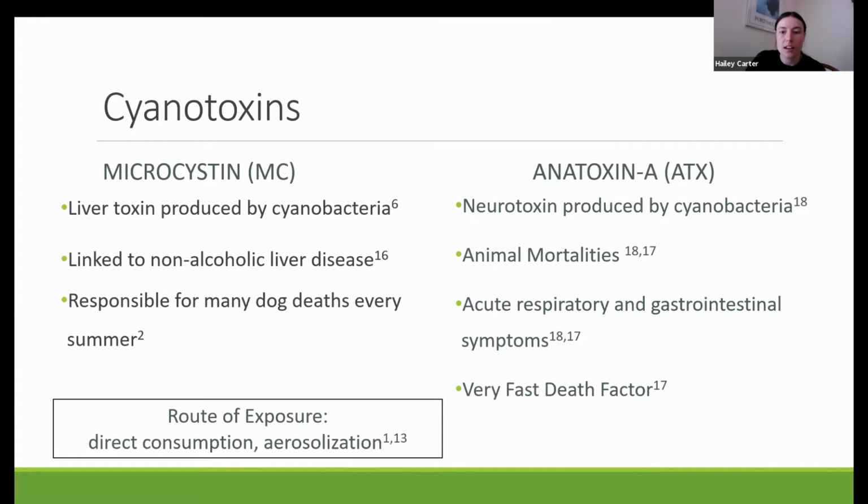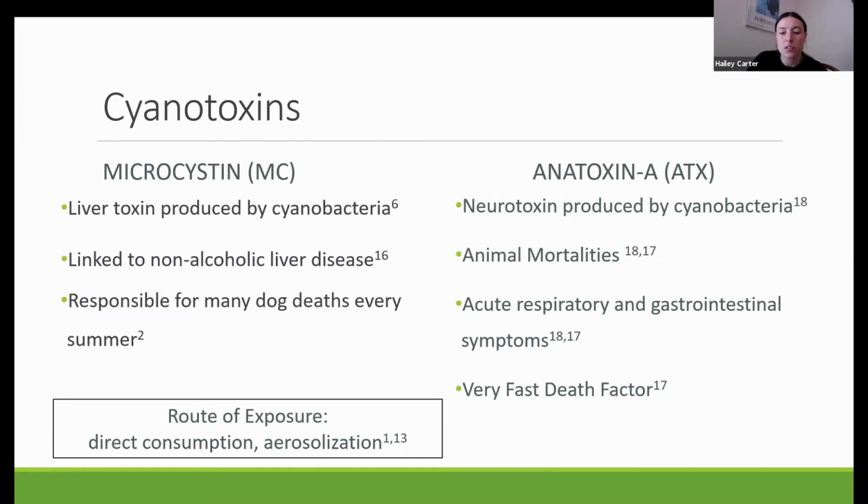Exposure to anatoxin has been reported as the cause of death for many different animals. So what commonly happens is the animal is exposed, and then depending on the concentration, if it's lethal enough, within just minutes, the anatoxin can affect the nervous system and cause respiratory arrest, which is how it's got its nickname of the very fast death factor. It's also common to see gastrointestinal symptoms with exposure.